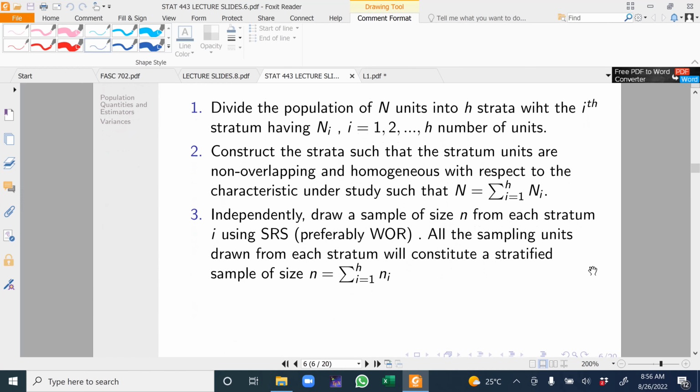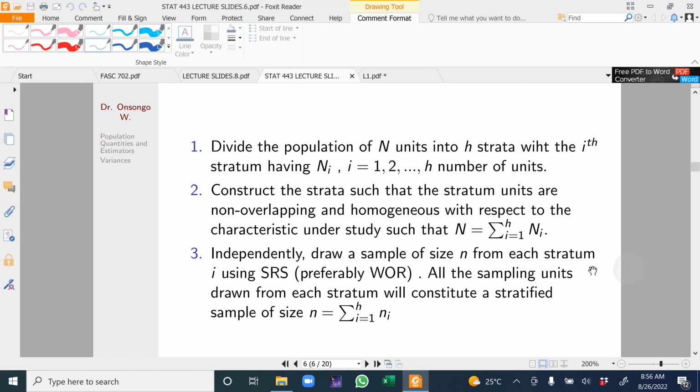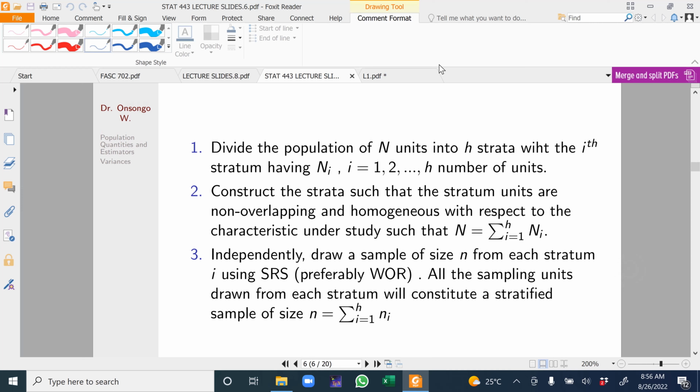So this is the procedure that you can use. One, divide your population of N units into H strata, and for each stratum you have a size. Each stratum is of size ni. So n1, the size of stratum 1, n2, the size of stratum 2, n3, the size of stratum 3, and so forth. These stratum sizes will be constructed in a manner that they must make up the whole population size.